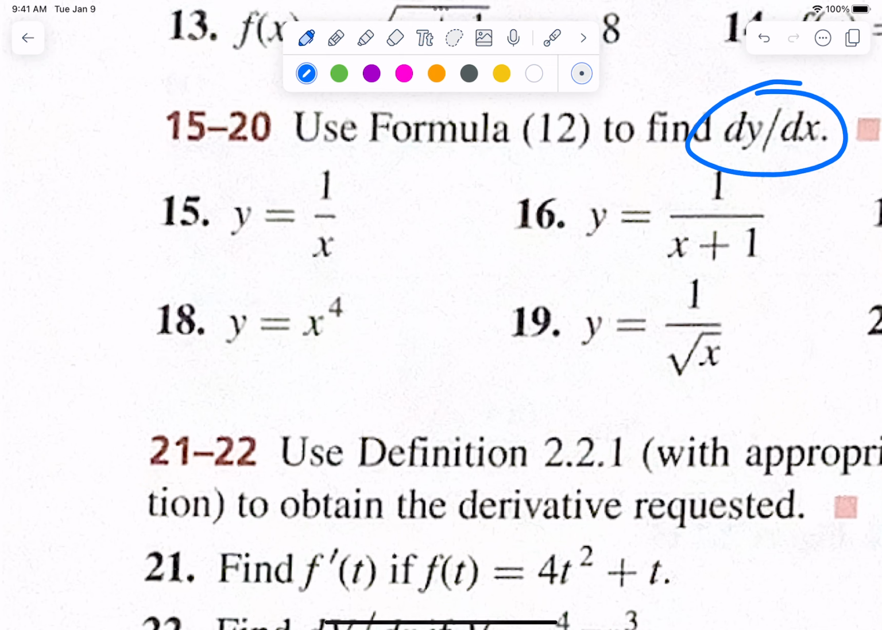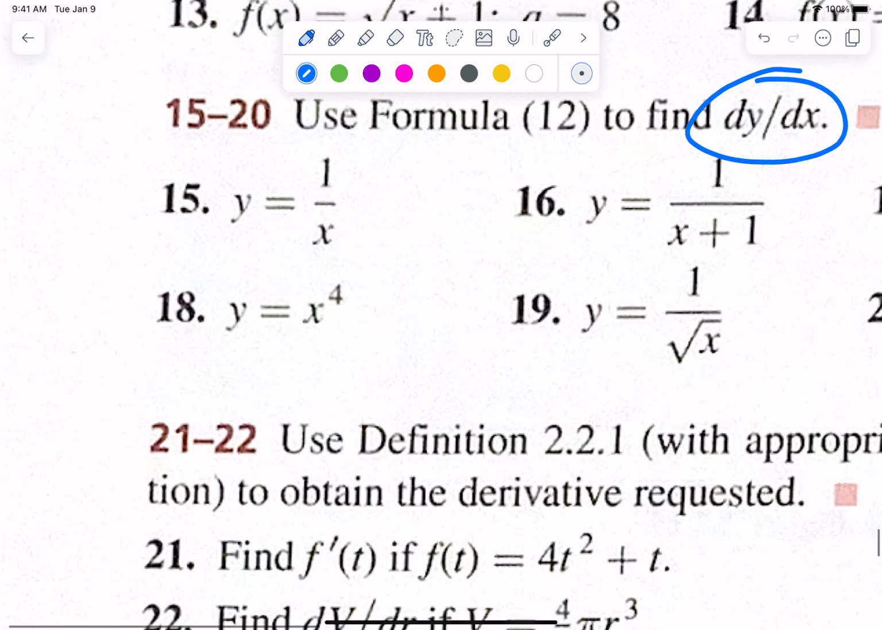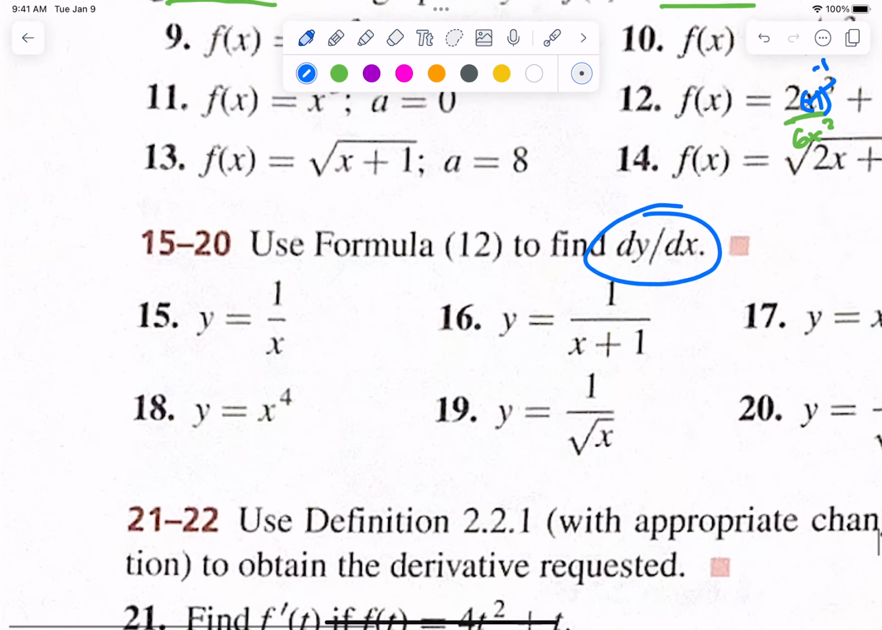Let me show you where formula 12 is. I literally showed everyone where it was. Where is it? It has the 12 right beside it. Well, that's the same thing as the h equation. We're going to use that one. We're going to use the h. Formula 12 is the same thing as the h equation.